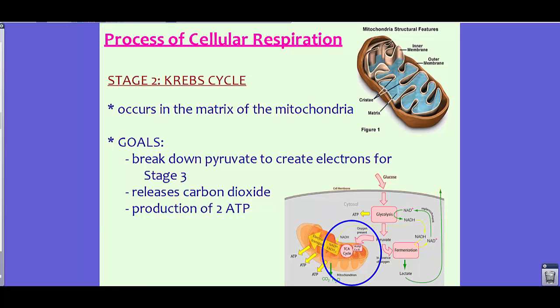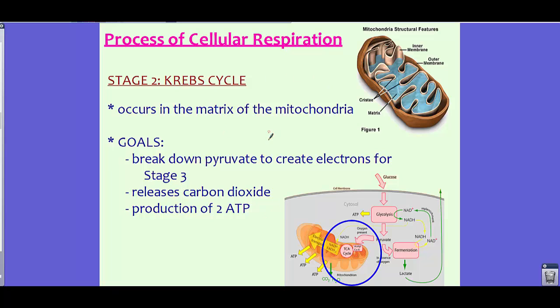Now the second stage is known as the Krebs cycle. Now the Krebs cycle actually occurs within the mitochondria. So once glycolysis has happened, where the pyruvate is produced, this pyruvate now enters into the mitochondria, which in the picture is this orangey kind of thing. Now in the Krebs cycle, the main goals are to break down that pyruvate that was created in stage 1. Once that pyruvate gets broken down, it actually creates electrons, which are going to be used for the next stage. This is the stage that releases the carbon dioxide. So this is where the waste product comes from. And it also produces 2 ATP.